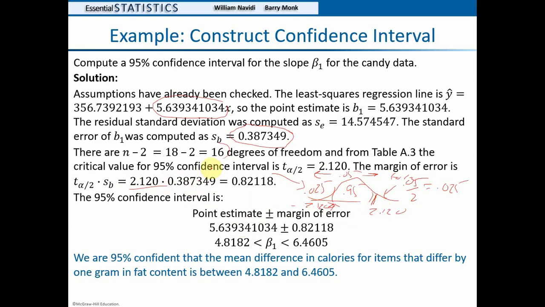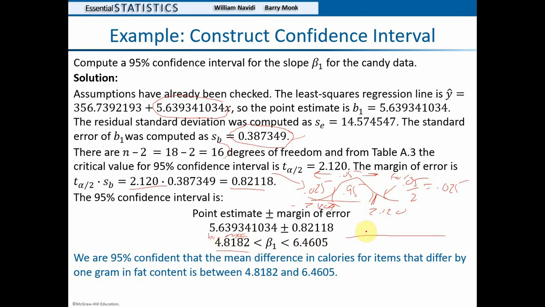Multiply that by 0.3874349. That's our standard error, the residual standard deviation. This was the standard error times t alpha over 2. That gives us the 0.82118. So I'm going to do, here was our B1. So B1 minus this. There's our margin of error. This minus that is the 4.812, and that's 6.642.